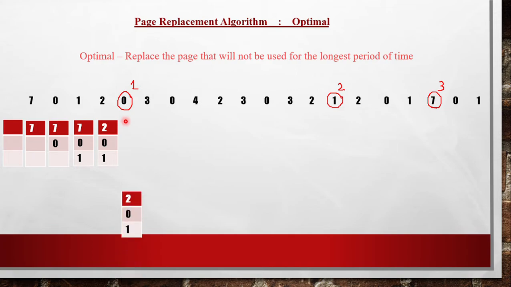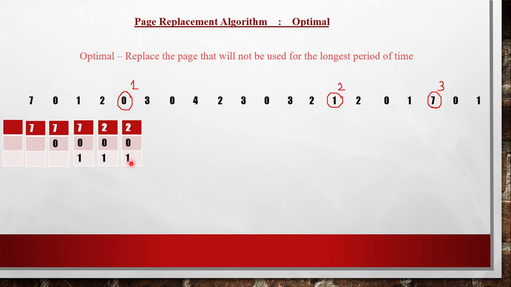For simplicity, we will be copying the same frames once again for the reference of 0. Why? Because 0 was already present, so there is no page replacement required. Next page reference is coming for 3. So in the case of 3, one among 2, 0 and 1 will be replaced.